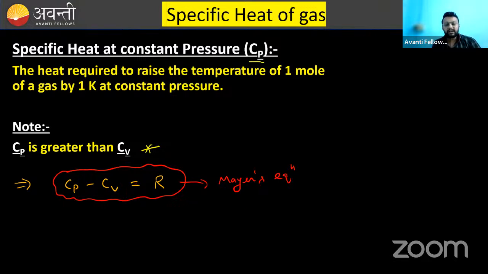Mayer's equation: Cp minus Cv is equal to R. You can check out the derivation from your NCERT book, but the relation is important for us. Cp minus Cv is equal to R. Why is this result important? Because Cp is always greater than Cv. I think till now everything is clear. I am moving further.